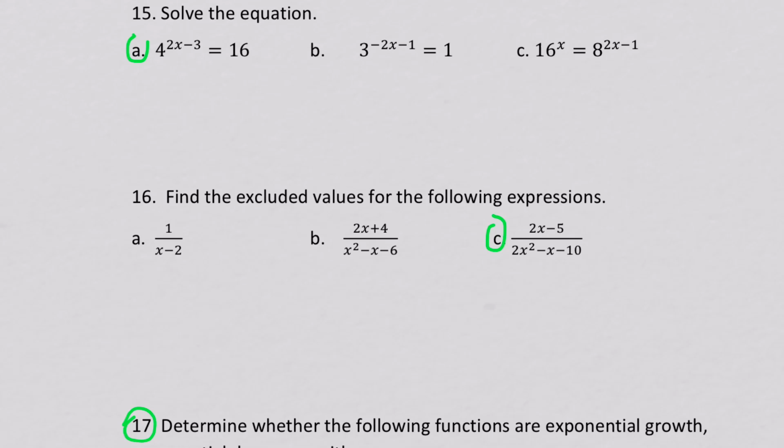Alright, the next one I'm going to do is number 15, part A. 4 to the power of 2x minus 3 equals 16. That's what we're trying to solve, this equation. There's two ways I can do this. I notice that the 4 and the 16 have a common base. But I'm going to go ahead and use logarithms because that's what we practice the most, usually towards the end of this unit.